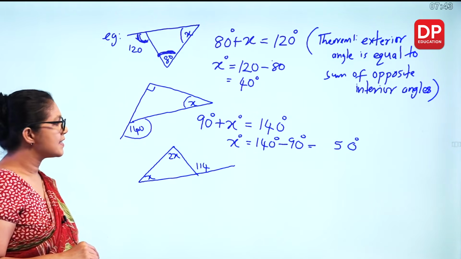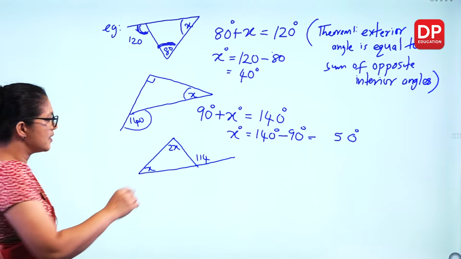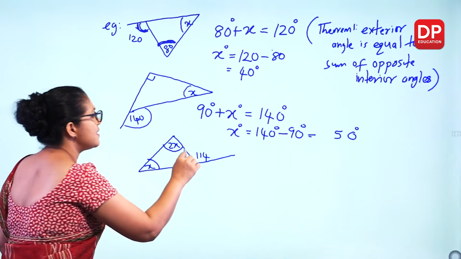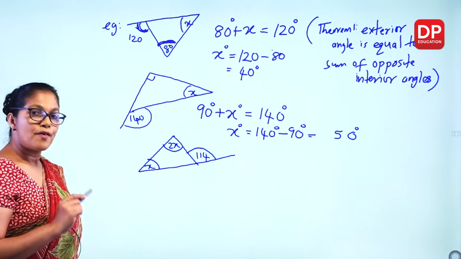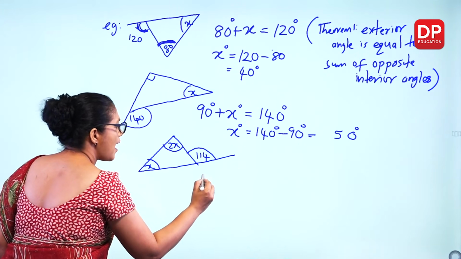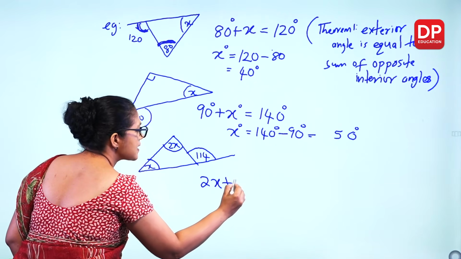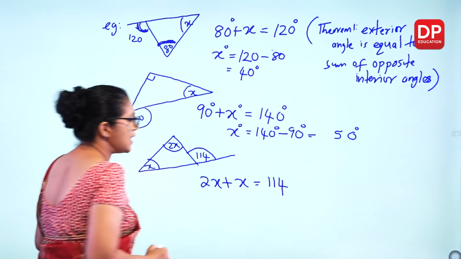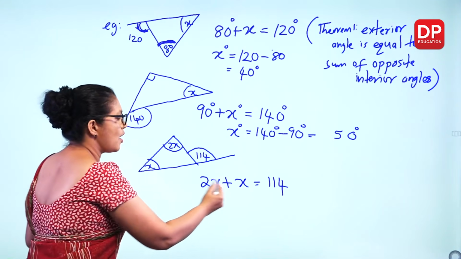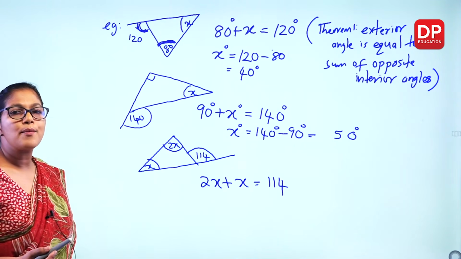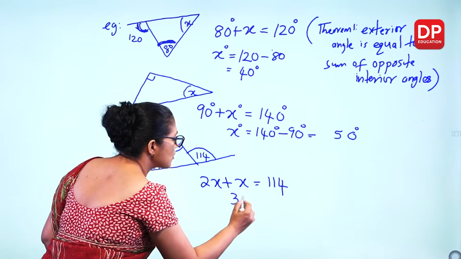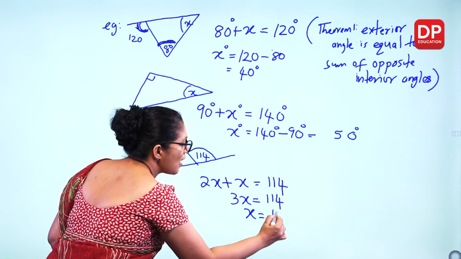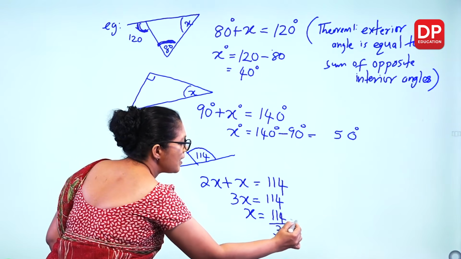50 degrees. Now look at this one. These two are the opposite interior angles and this is the exterior angle. So according to theorem number 1, I can write 2x plus x is equal to 114. So now we add like terms. 2x and 1x becomes 3x. So 3x equals 114. So what is x? You divide this by 3.